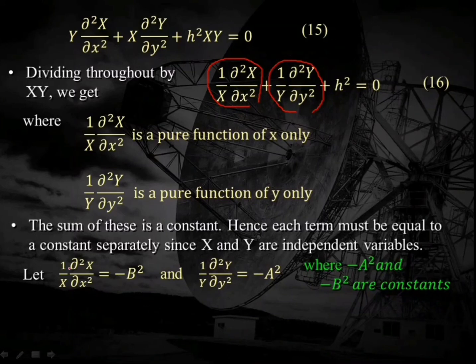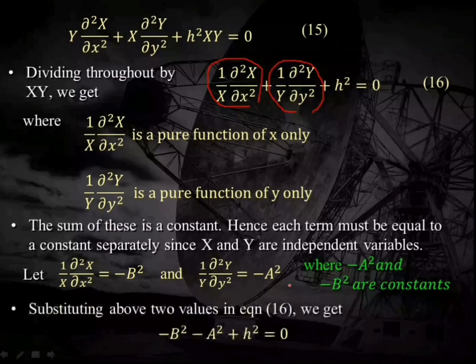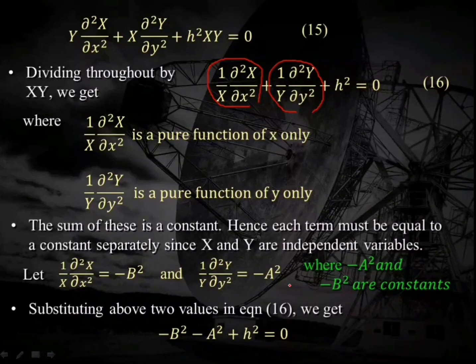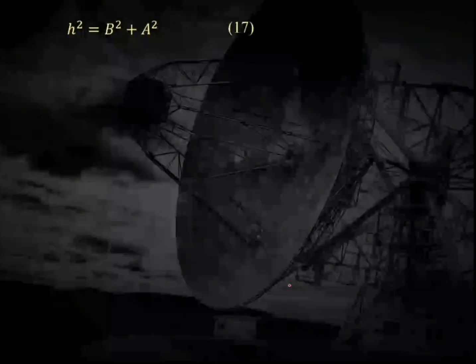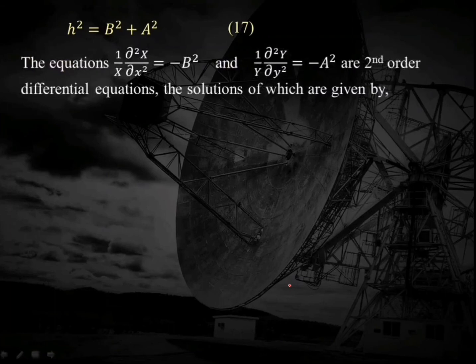So I have written here (1/X) ∂²X/∂x² as minus b², and (1/Y) ∂²Y/∂y² as minus a². Now, substituting these two in the above equation, that is equation 16, we get minus b² minus a² is equal to h², and rewriting it, we get h² is equal to a² plus b².